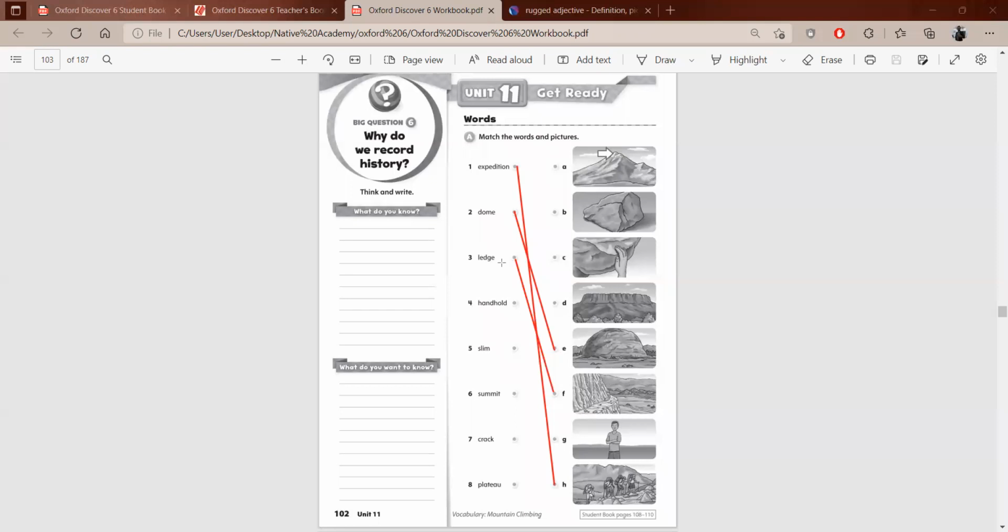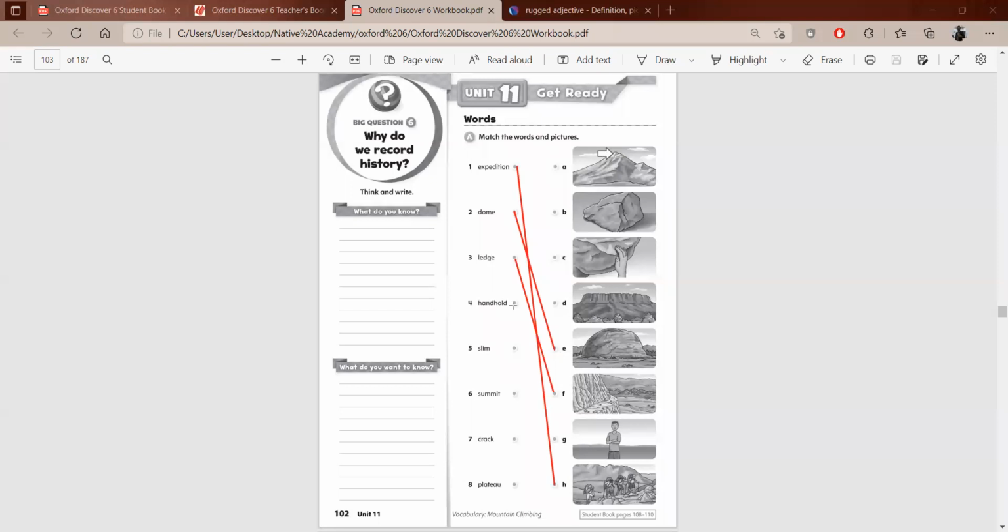Okay, you are so close. It's something like a step. Of course, it has the same meaning as edge, but there is a little bit of difference between them. It's another flat piece of rock. It's hard to explain. You can see the edge of the table and the ledge of the window. The window ledge. So there's a difference between them. The ledge is the narrow piece or the flat piece of rock that sticks out from the cliff or from the window.